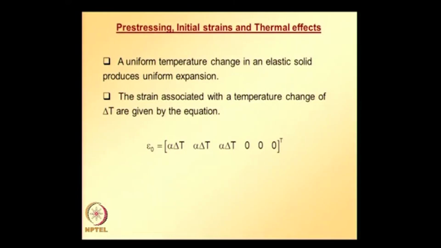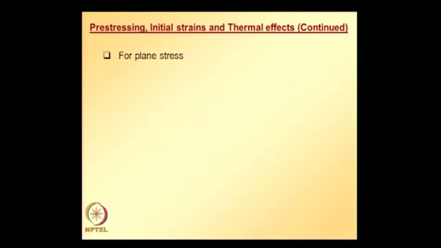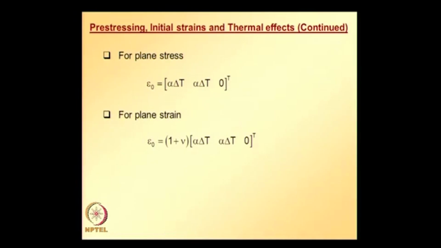and this for plane stress and plane strain case is given by this, plane stress and for plane strain case, and in all these equations alpha is coefficient of thermal expansion and delta T is the change in temperature and nu is the Poisson's ratio. So, this is how we can calculate strain associated with temperature change.